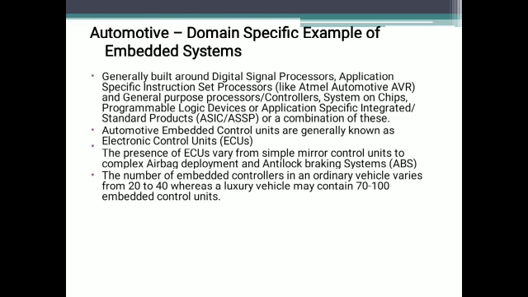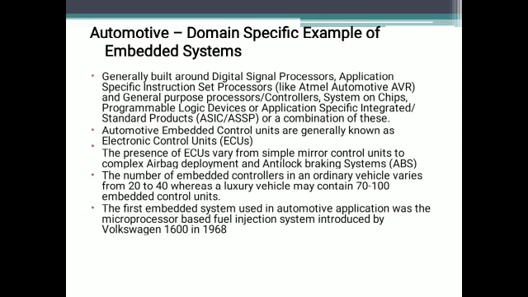Government regulations on fuel economy, environmental factors and emission standards, right? And increasing customer demands on safety, comfort and infotainment force the automotive manufacturers to opt for sophisticated embedded controller units within the vehicle. Now we have Bharat Stage 6. That also forced many of the automotive industries to come up with new electronic components so as to increase the fuel efficiency. The first embedded system used in automotive application was the microprocessor based fuel injection system introduced by Volkswagen 1600, that is the variant name, in late 1968.